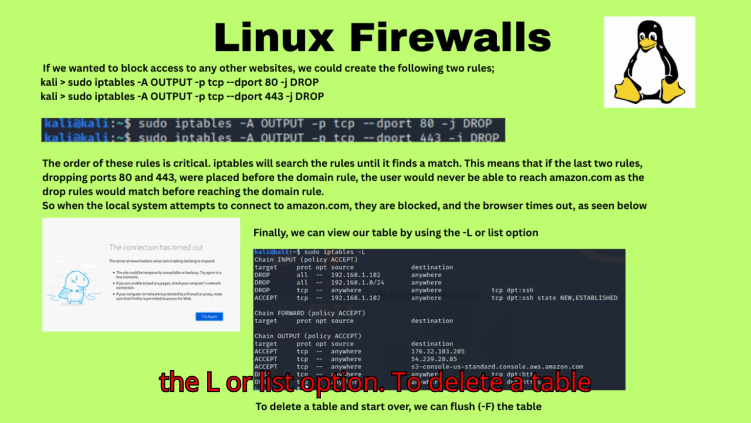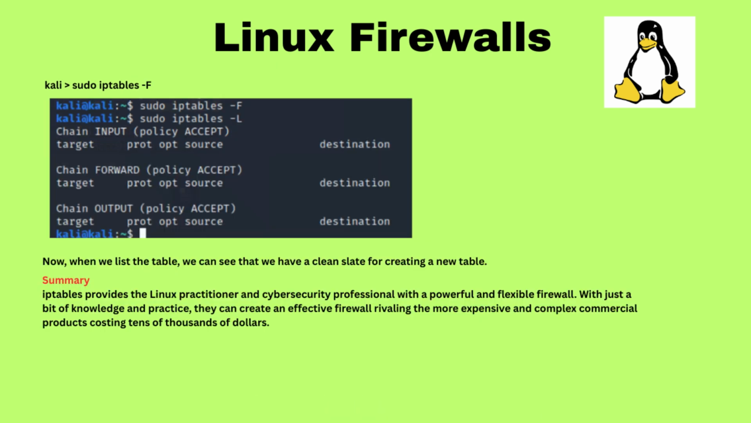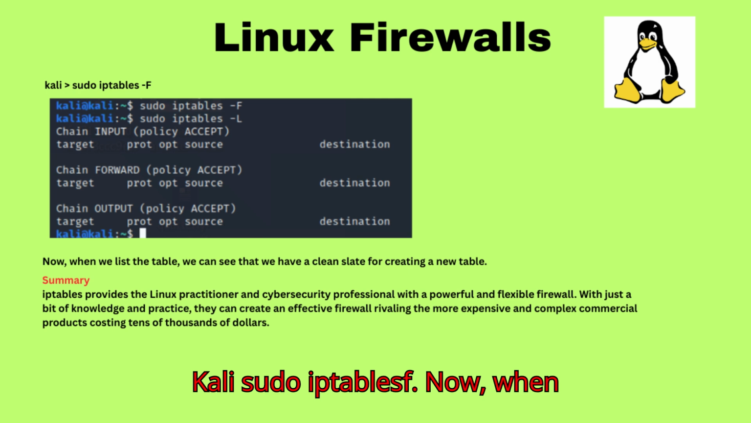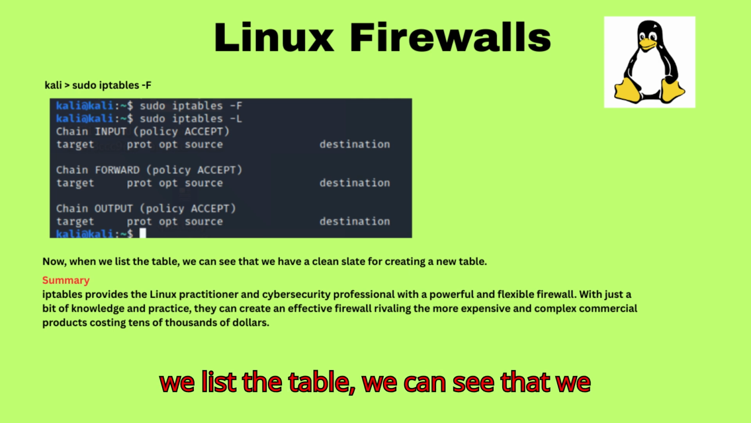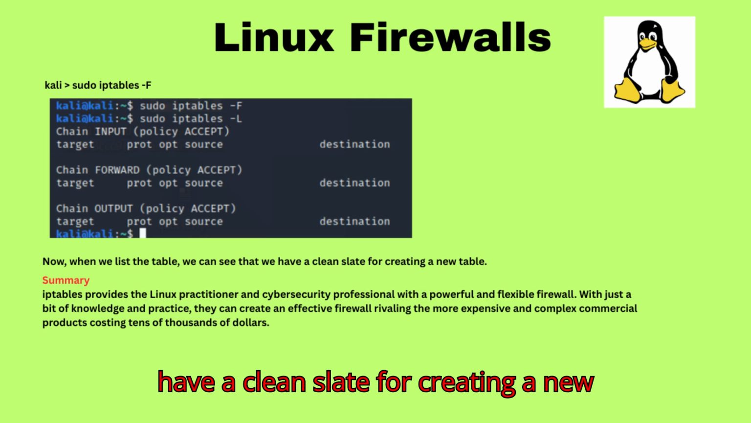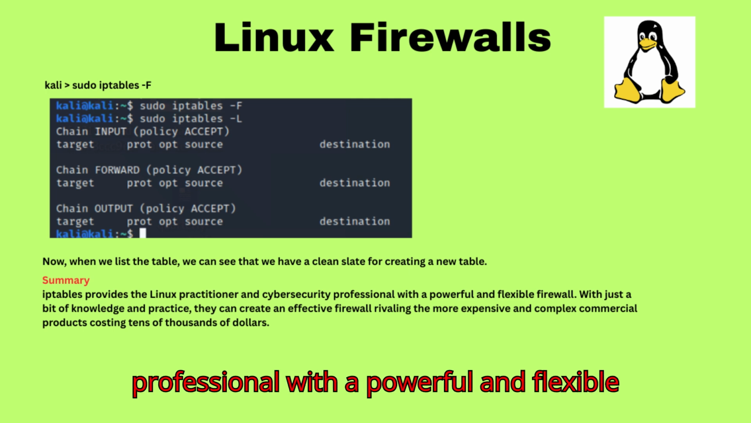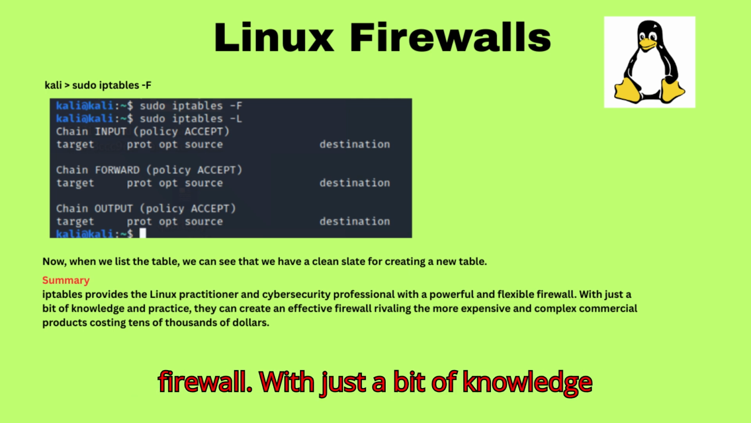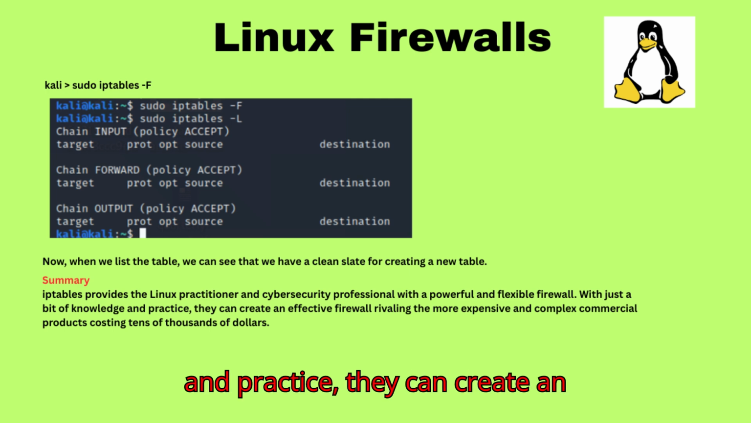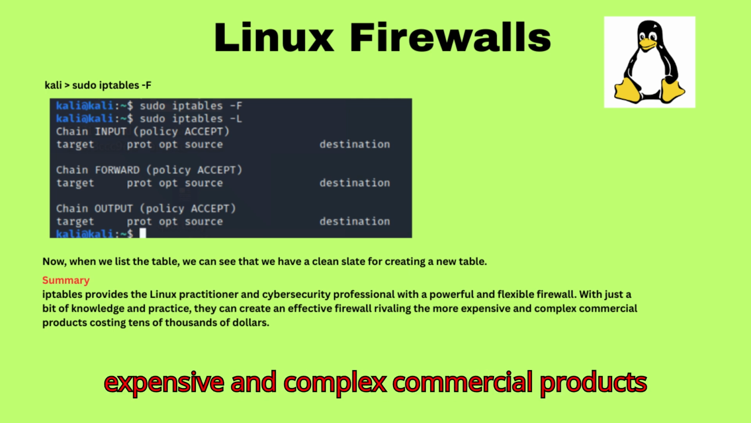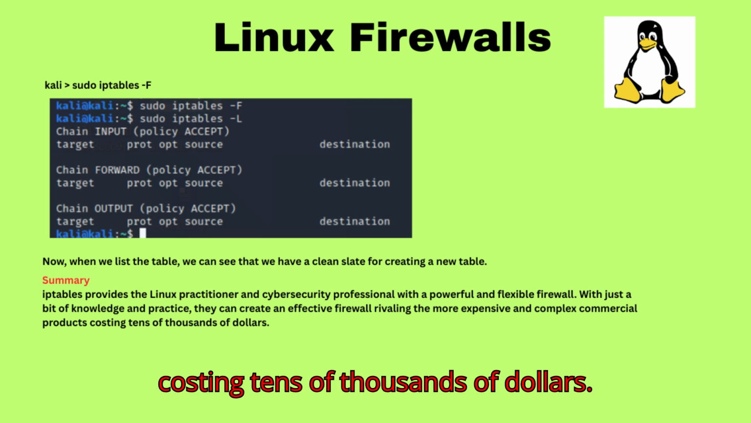To delete a table and start over, we can flush (-F) the table. Kali: sudo iptables -F. Now, when we list the table, we can see that we have a clean slate for creating a new table. Summary: iptables provides the Linux practitioner and cybersecurity professional with a powerful and flexible firewall. With just a bit of knowledge and practice, they can create an effective firewall rivaling the more expensive and complex commercial products costing tens of thousands of dollars.